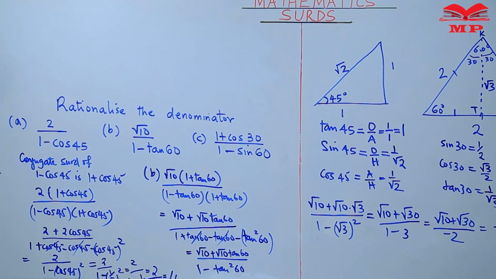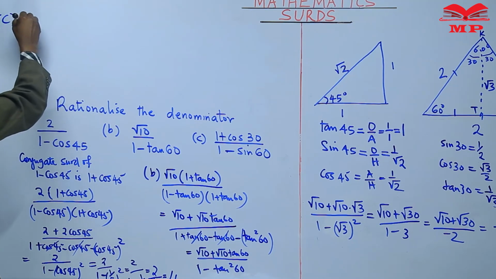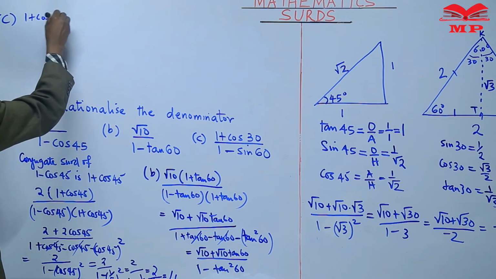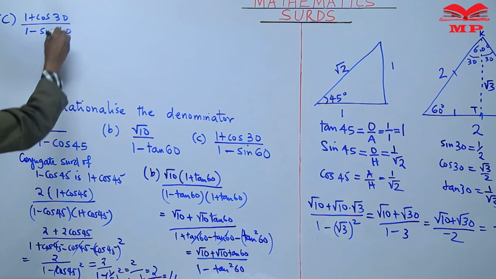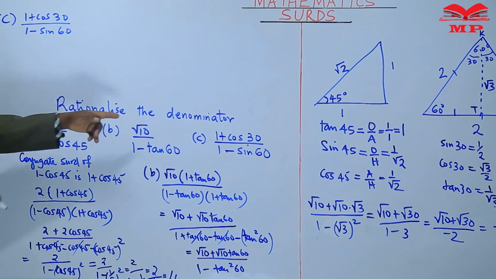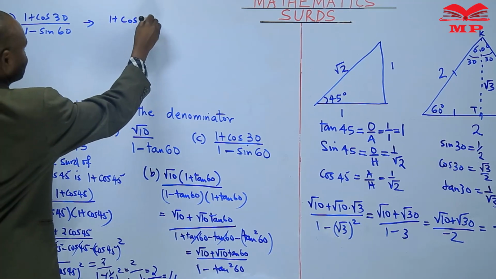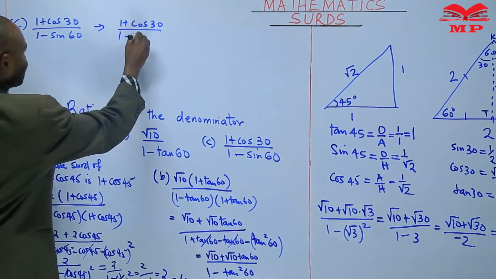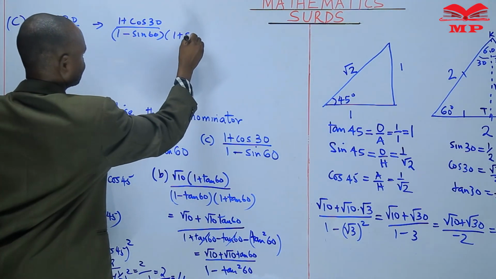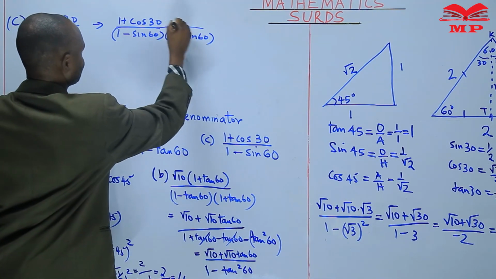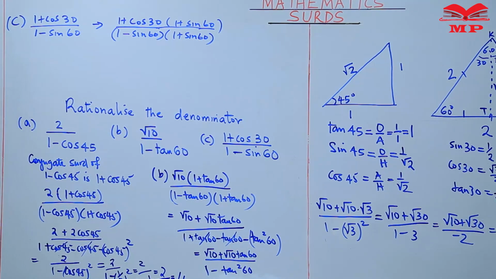C, we move to C. 1 plus cos 30 over 1 minus sine 60. Conjugate surd of the denominator. This will come to 1 plus cosine 30 over 1 minus sine 60. Conjugate surd: 1 plus sine 60. That is how it comes out.